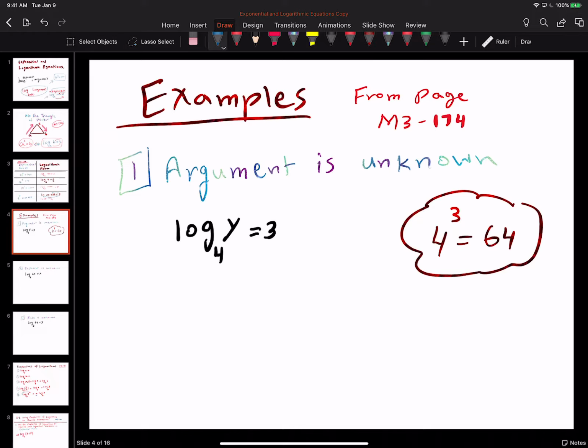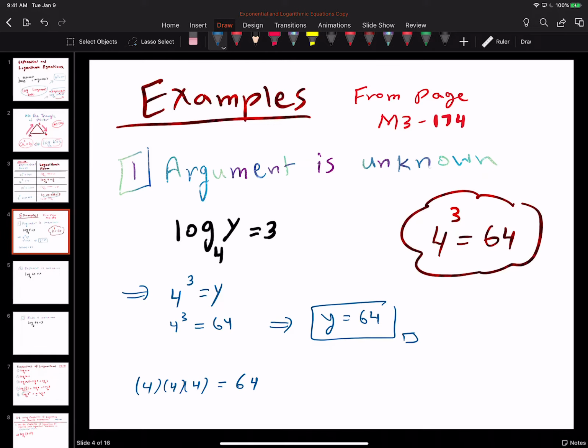So how could we solve this problem? To solve for y, let's write it as a power. This means 4 to the power 3 equals y. And when you multiply 4 times 4, that's 16, times 4, that's going to give you 64. So 4 to the power 3, we replace with 64. So therefore y is 64. That should do it for number 1.